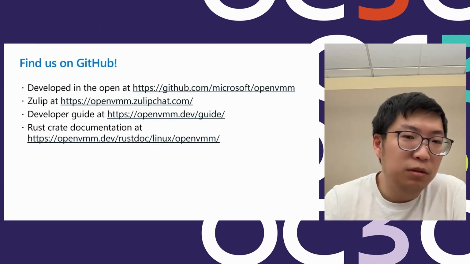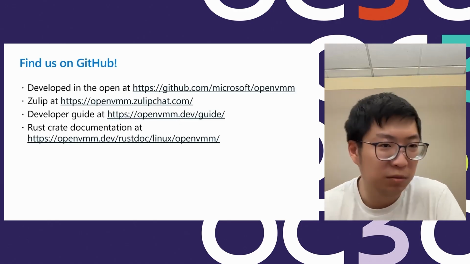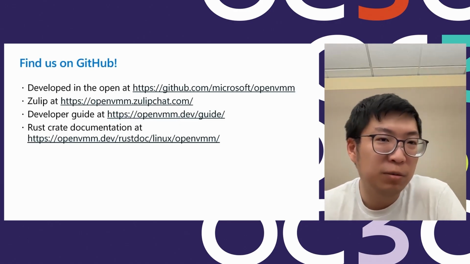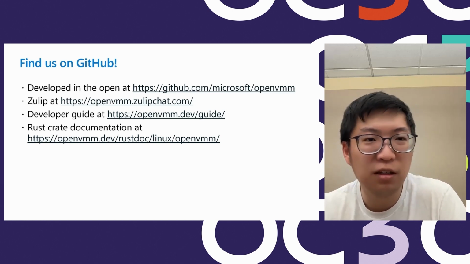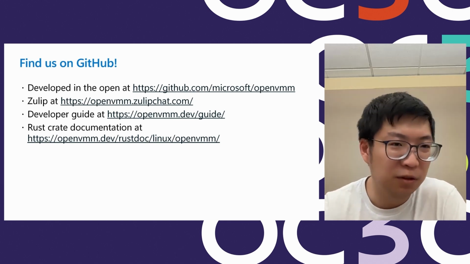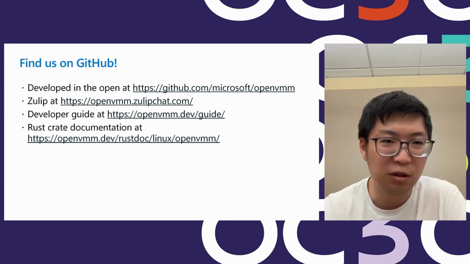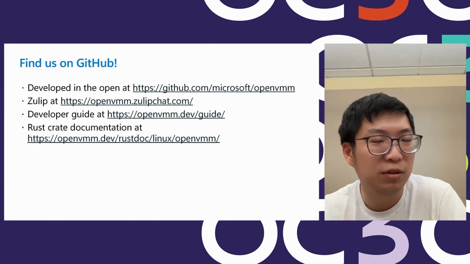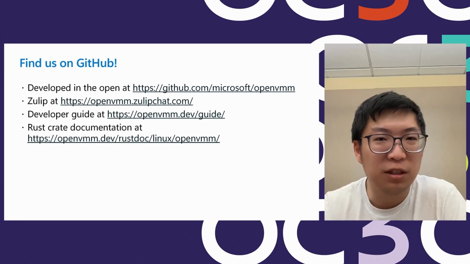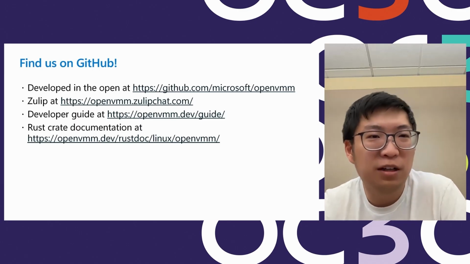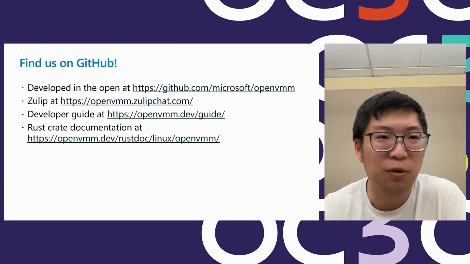Like I mentioned, OpenHCL is open source. You can find us on GitHub. We have some links up here. We develop it in the open on GitHub, and as part of the broader OpenVMM project, we have a Zulip. For those of you familiar with other open source projects, Zulip is an open source chat client, so we have a Zulip. We have a developer guide there, and you can see some Rust-generated documentation. But really, find us on GitHub, talk to us on Zulip. We're happy to talk more there.